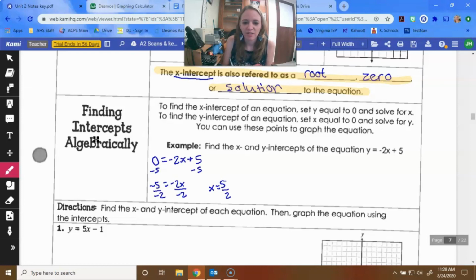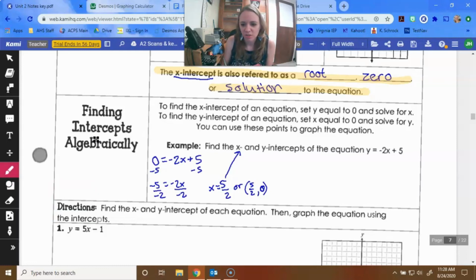So my x-intercept is 5 divided by 2, or 5 over 2, comma 0. Which makes sense. X came out to be this value, and y was originally 0, so it just creates my coordinate.